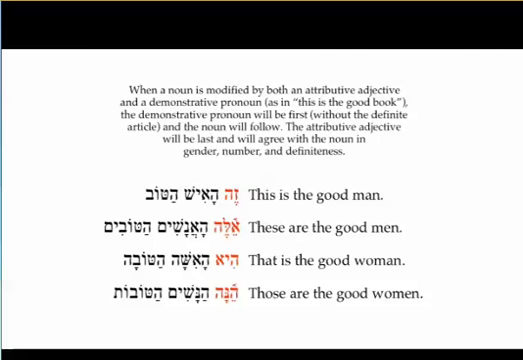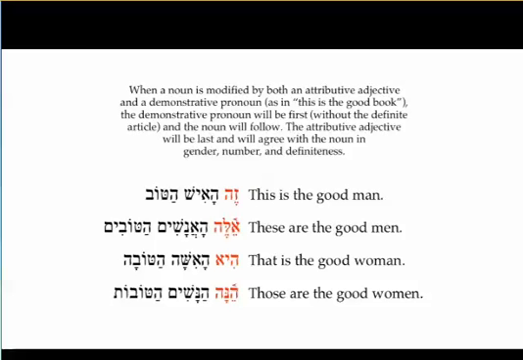So as you can see in the 4 examples on your screen, the demonstrative appears in red, it's first in its clause, and none of those forms appear with the definite article. It's then followed in each instance by a noun and an adjective that agrees in gender, number, and definiteness. So in our first example, Zeh ha'ish hatov, this is the good man, the demonstrative agrees with the noun and the adjective in gender and number, but not definiteness. The demonstrative is masculine singular but indefinite. The noun and the adjective are masculine singular but definite. So they agree in gender and number but not definiteness.